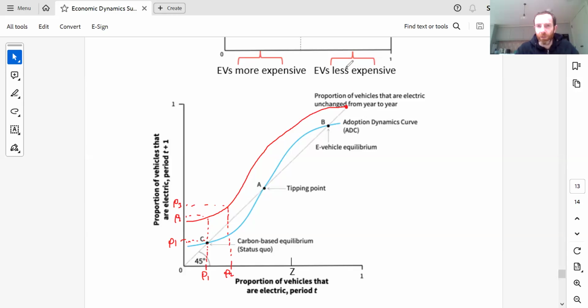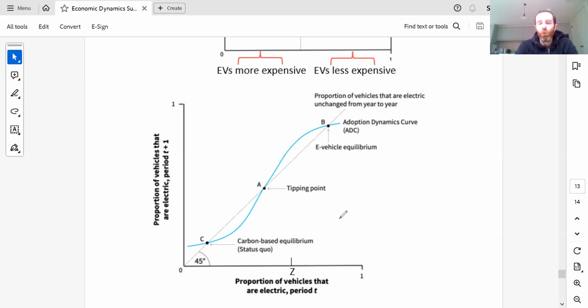So now the crucial question: how could we get the adoption dynamics curve to shift up like this? To shift up a small bit so that maybe a smaller shock gets us to the electric vehicle equilibrium, or to shift up a really big amount so that actually we don't need a shock anymore, we just are going to get to the electric vehicle equilibrium? Well, there are two ways, and probably a combination of the two is what we're aiming for.